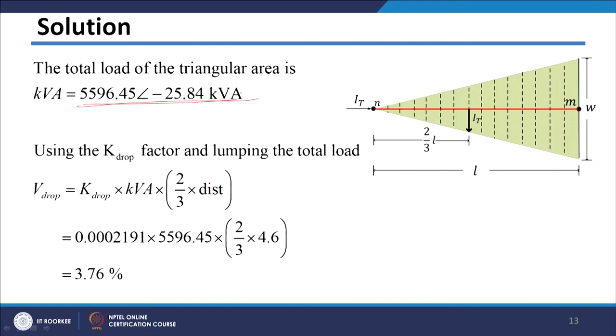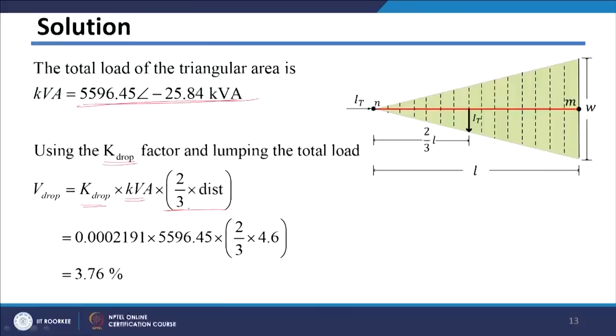Now, using the K drop factor we can calculate the actual drop without the capacitor. The K drop factor is the percentage drop per kVA per kilometer. If we multiply this K drop factor by kVA and kilometer, we can get the voltage drop. In this case, since I am using the lumped model and the total load is lumped at 2/3 distance, we need to take the distance to be 2/3 of the total distance.